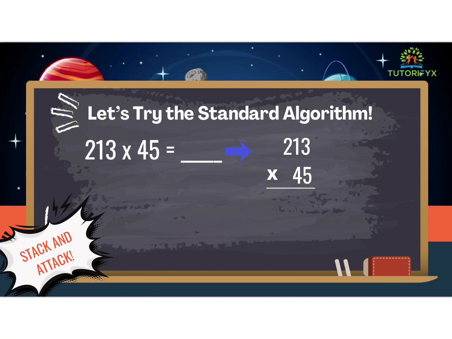So 5 times 3 is first. 5 times 3 gives me 15. Carry the 1. Next, I'm going to go diagonally, multiplying that 5 times the 1. 5 times 1 is 5, plus the 1 we carried is 6. Now I have to multiply that 5 by the 2 in the hundreds place. 5 times 2 is 10.